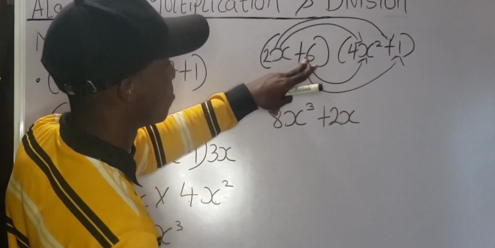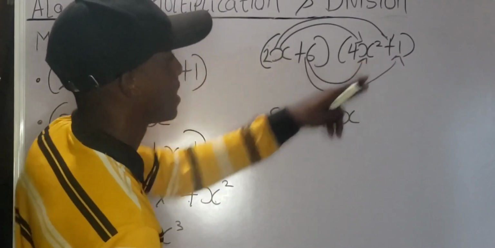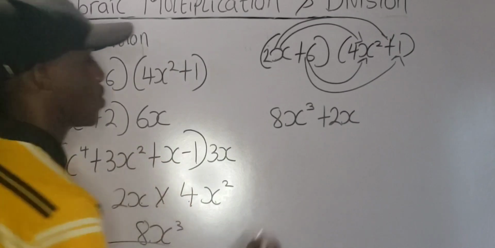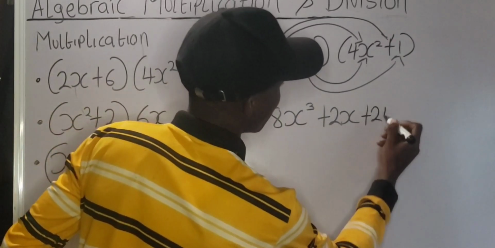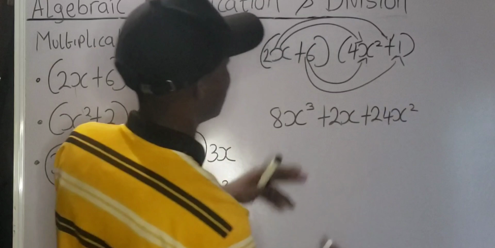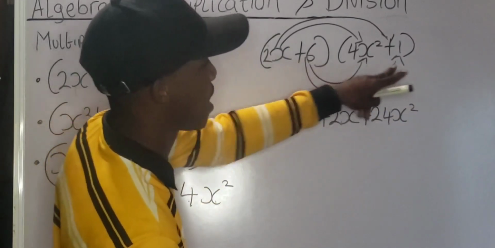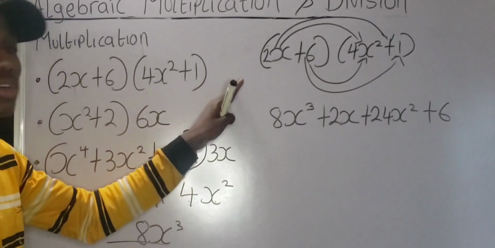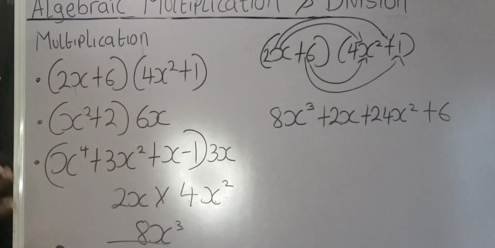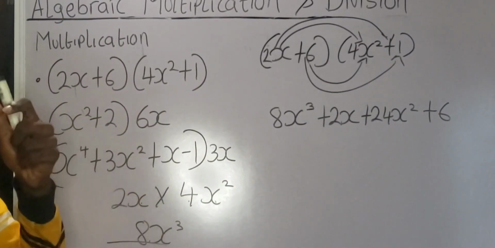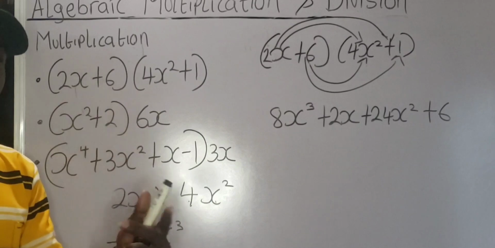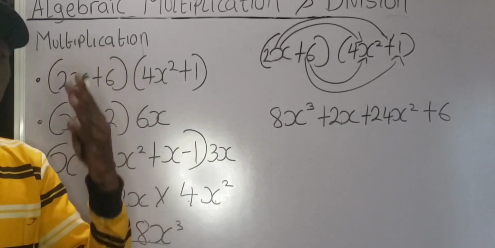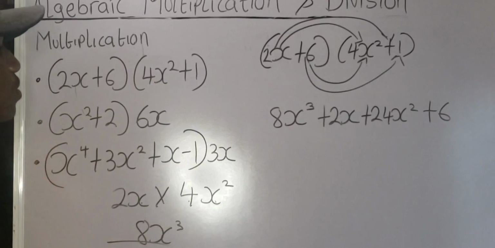Then 6 multiplied by what? 4x squared, that is 24x squared. Do you understand? So positive 24x squared. 6 multiplied by 1, that is positive 6, because according to the rules that I wrote earlier, positive times positive, positive, negative times positive, negative, positive times negative, negative, negative times negative, positive. You understand? So let's proceed.